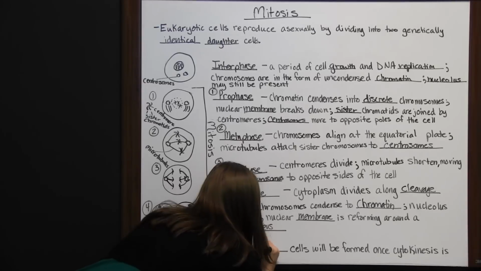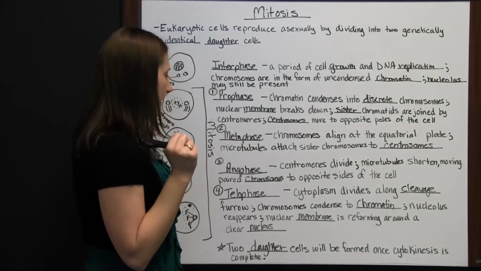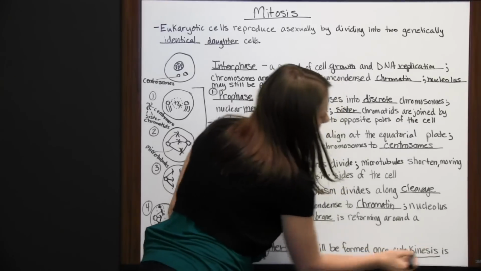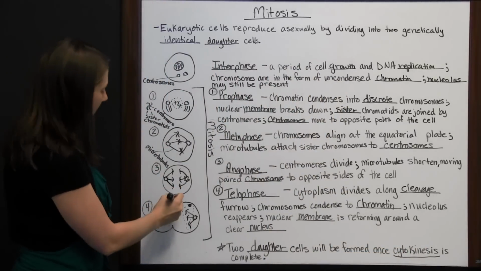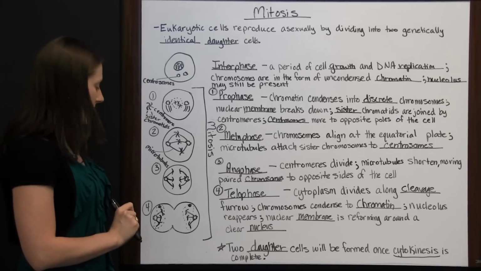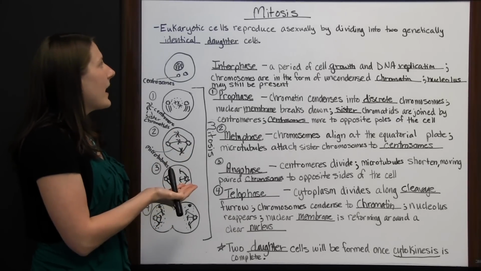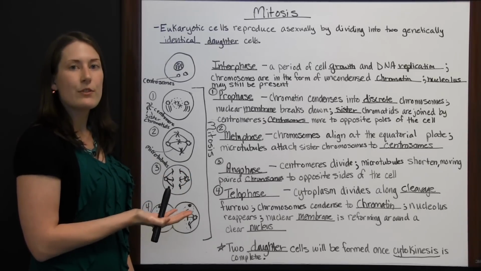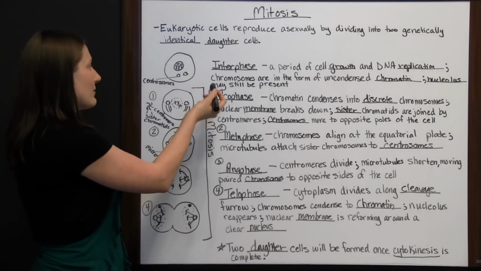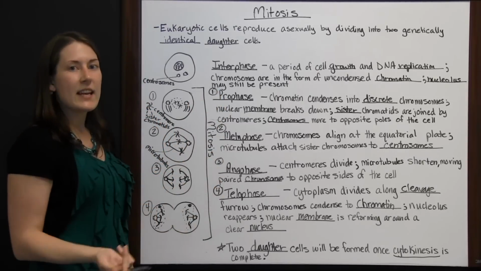Two daughter cells, as we discussed at the beginning, two identical daughter cells will be formed once cytokinesis is complete. And cytokinesis is that process of the cell being cleaved in half to form two new identical daughter cells. So this is mitosis. It is how a eukaryotic cell can reproduce asexually. It just divides into two identical daughter cells. It goes through interphase, prophase, metaphase, anaphase, and telophase.